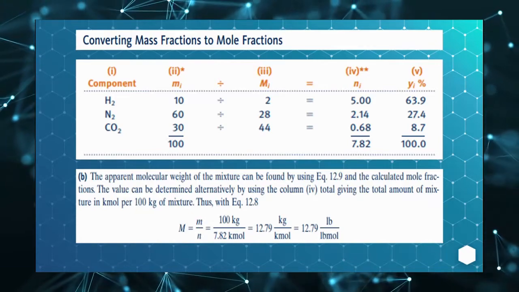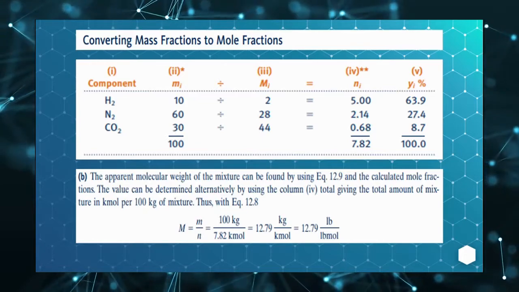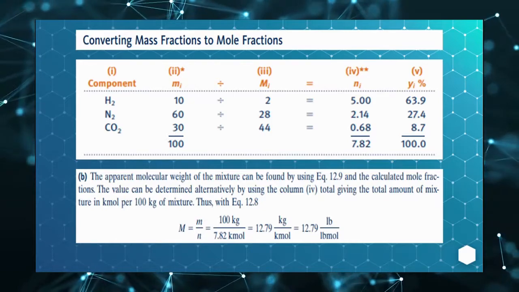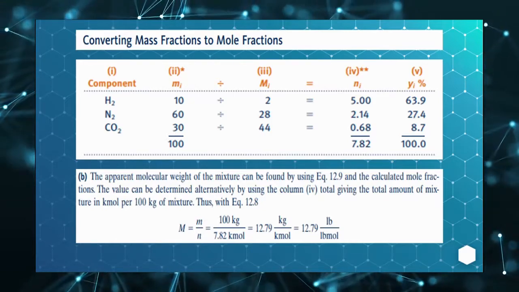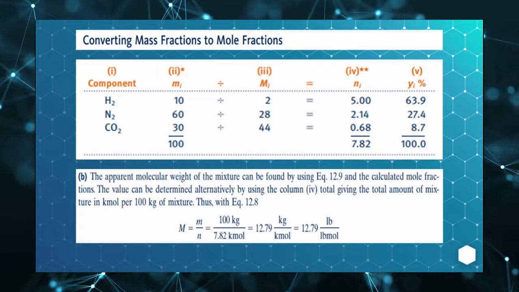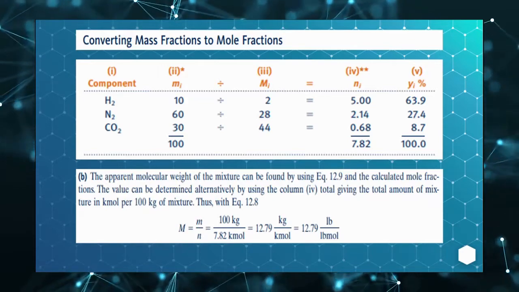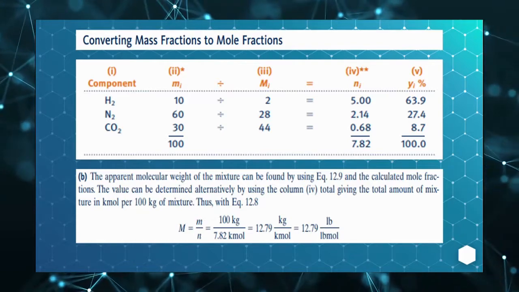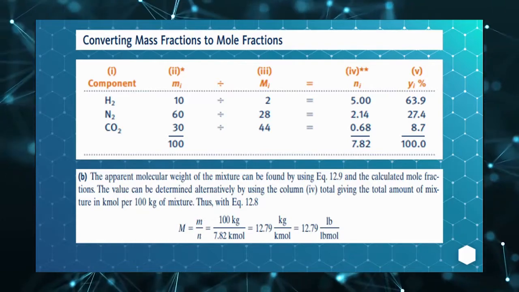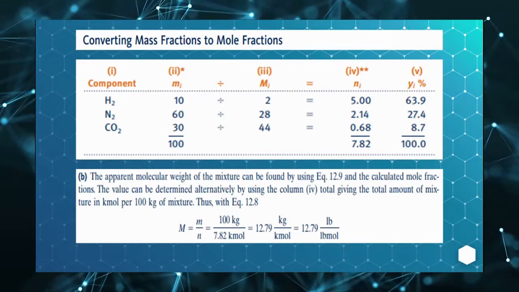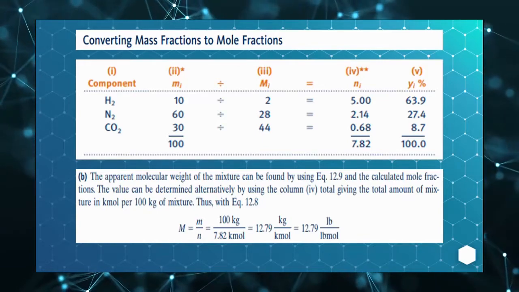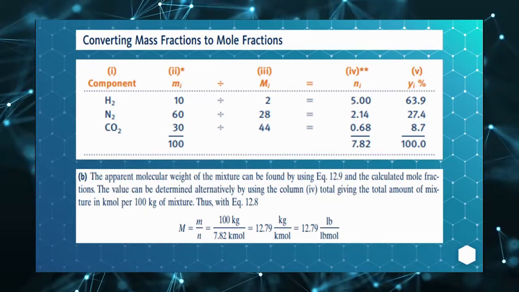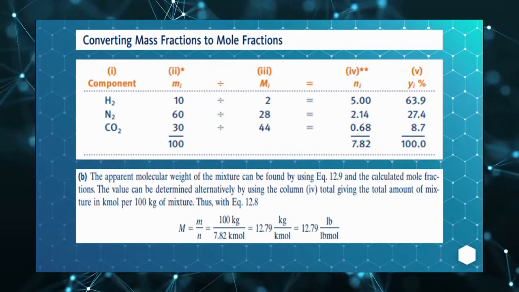Column 3, on the other hand, of the table gives the respective molecular weights of the components. Column 4 of the table gives the amount n_i of each component in kmol per 100 kg of mixture, obtained using equation 12.1. The values of column 4 are obtained by dividing each value of column 2 by the corresponding value of column 3. The sum of the values of column 4 is the total amount of mixture in kmol per 100 kg of mixture.